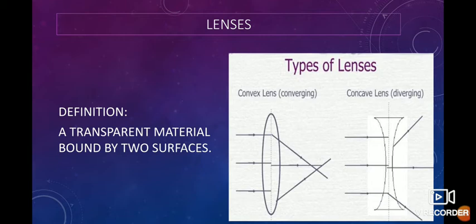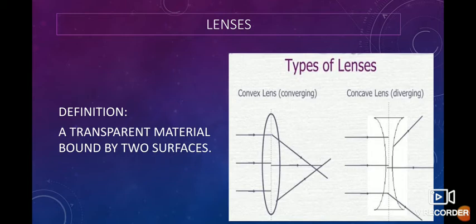So what is a lens? A lens is a transparent material which is bound by two surfaces. Okay. So what's the definition of a lens? A lens is a transparent material bound by two surfaces. When these two surfaces happen to be convex surfaces, then we call this lens a convex lens or a double convex lens or simply a convex lens. When both these surfaces are concave in nature, then we call this lens a concave lens, a double concave lens or simply a concave lens.